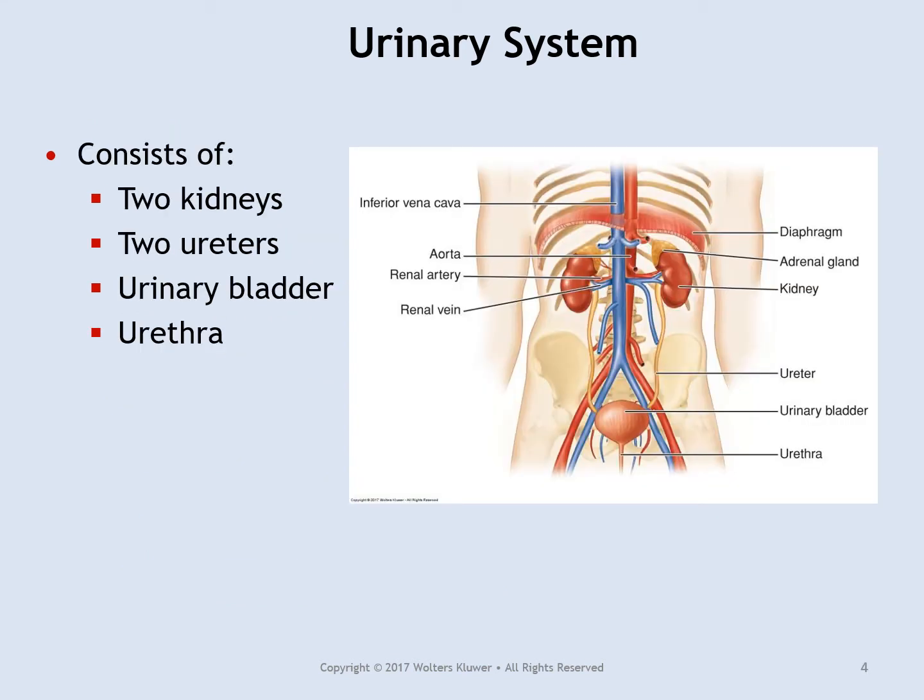The urinary system consists of 2 kidneys, 2 ureters, a urinary bladder, and the urethra. They sit below the diaphragm. The adrenal gland sits on top of each kidney, and they're fed by the renal artery and drain into the renal vein and sends it up to the inferior vena cava and up to the heart, and oxygenated blood is coming down from the aorta.